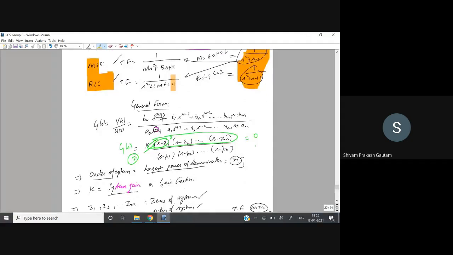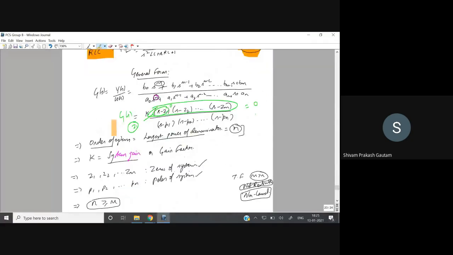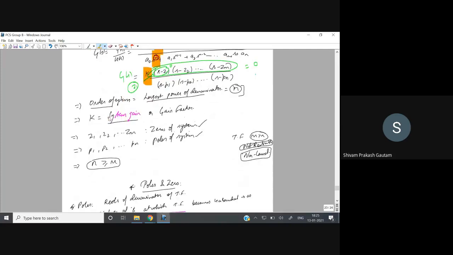When we have considered the general form, this is just representing the general form. Here s to the power m is the highest order. Here s to the power n is the highest order. A naught, B naught are constants. Now I have arranged it in a pole-zero format. After arranging, if we get some constant, we call that constant the system gain. So K is the system gain, or gain factor. Z1, Z2 are zeros, P1, P2 are poles.